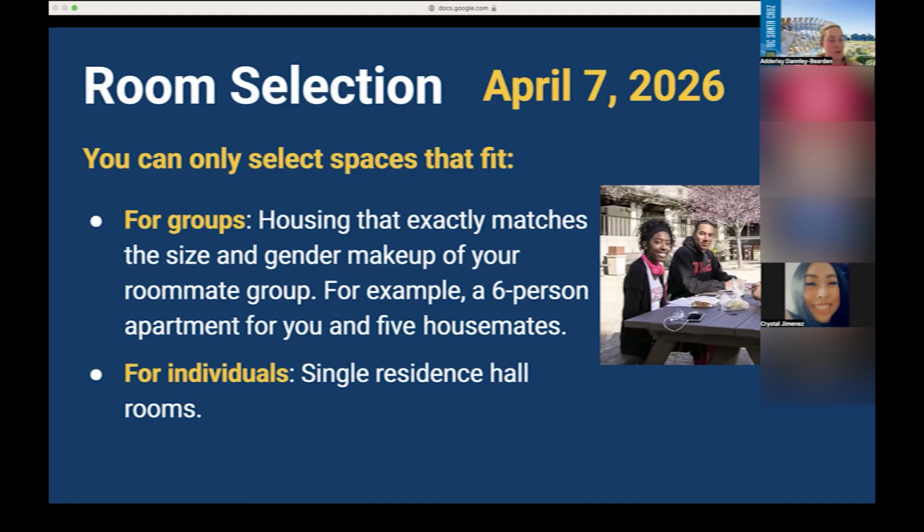And for individuals, if you're just one single person, you'd only be able to see residence hall single spaces.